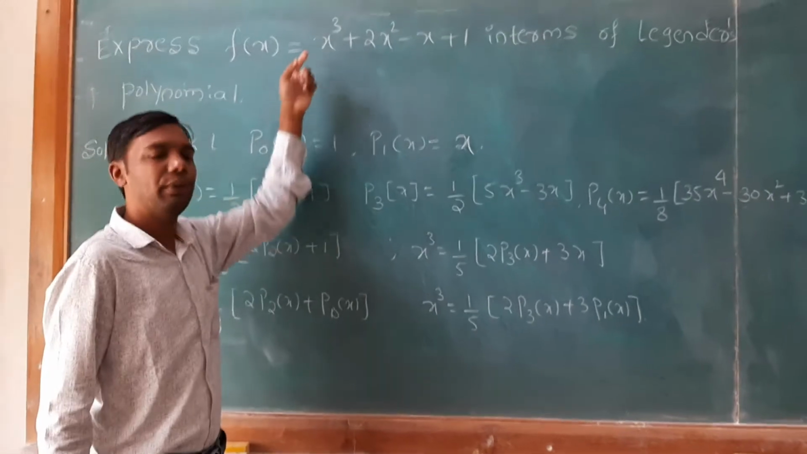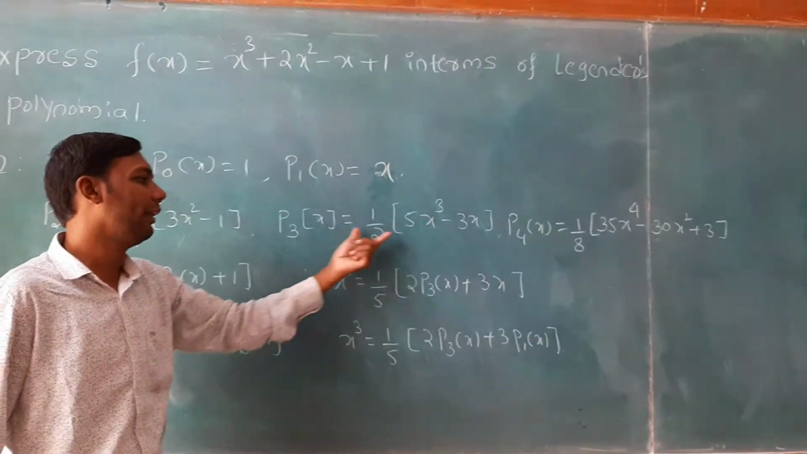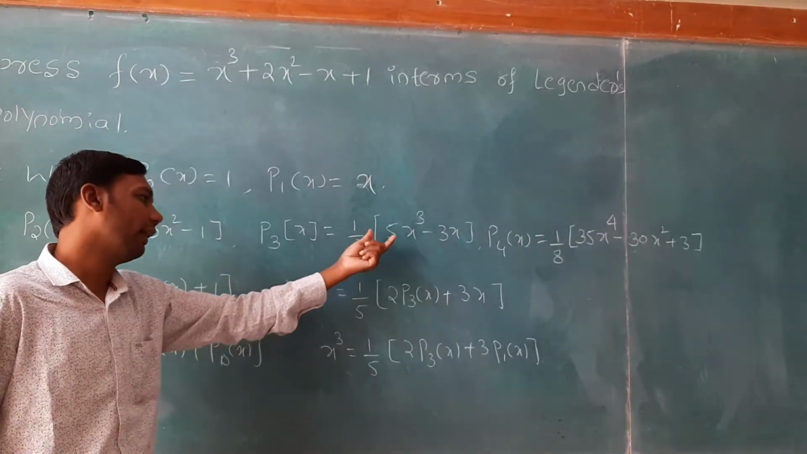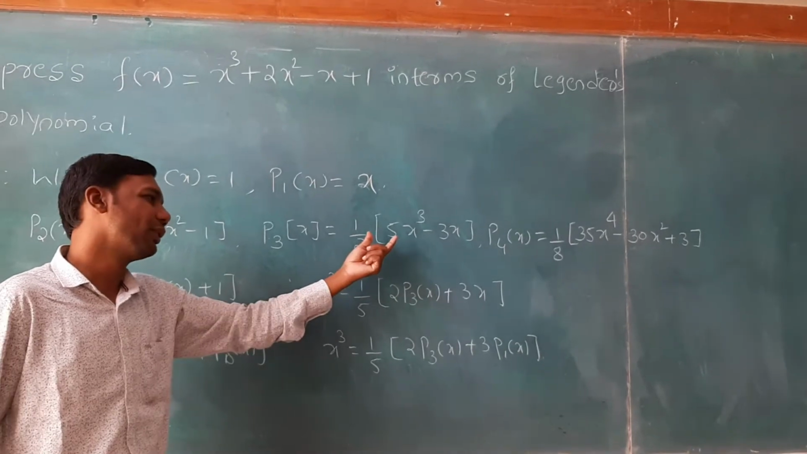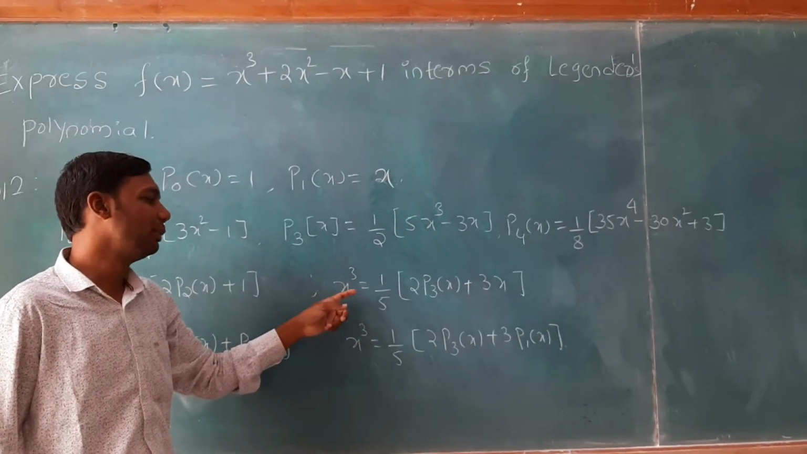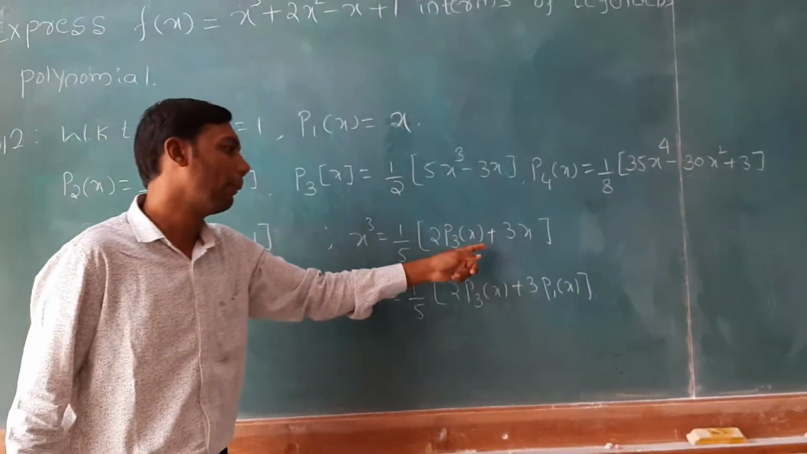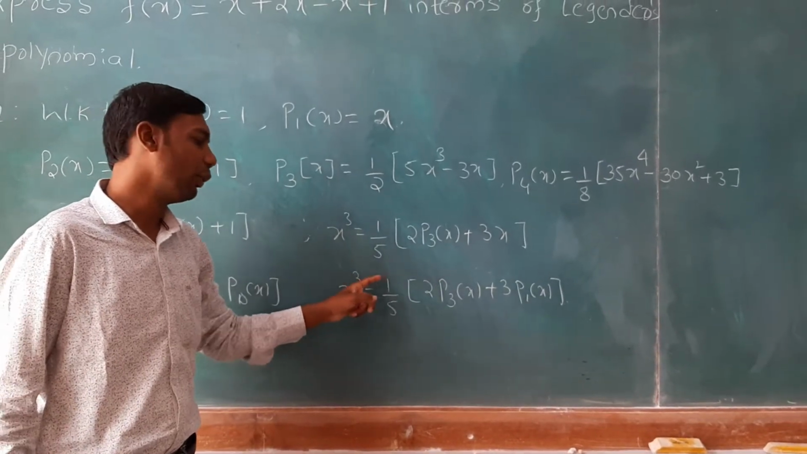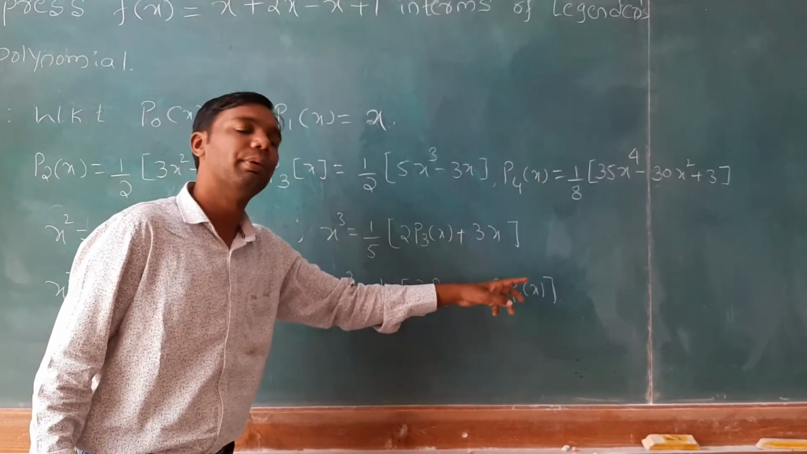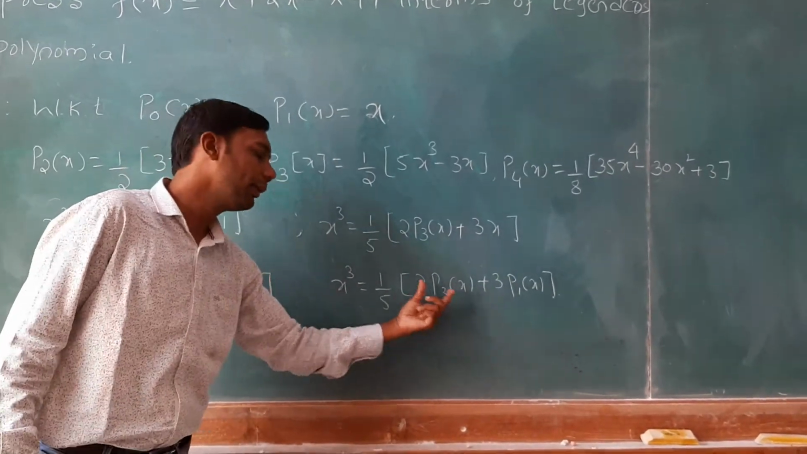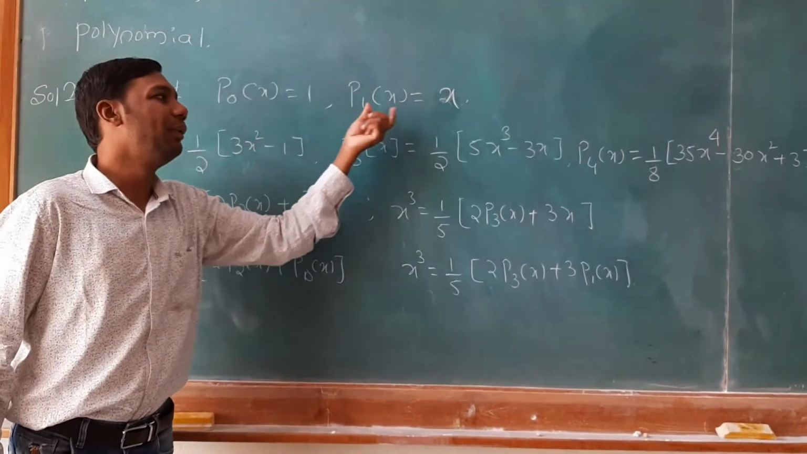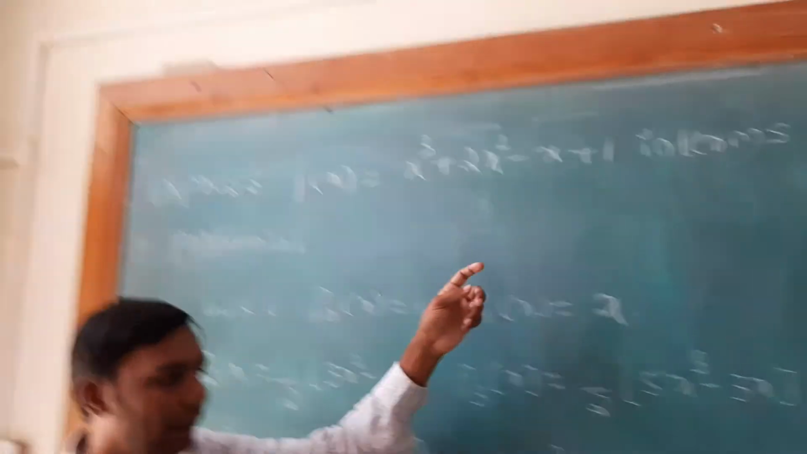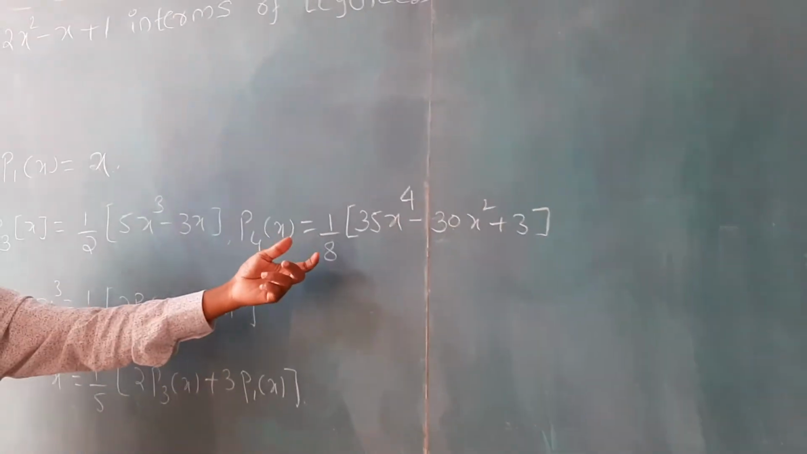Similarly, we want the x cube value. P3 of x contains the x cube value, so we write x cube in terms of the P series. Take the x cube formula, keep x cube here, and take all the other terms to the other side. X cube is equal to 1 by 5 into 2 P3 of x plus 3x. Here again x is there, and the value of x is P1 of x. Therefore x cube is equal to 1 by 5 into 2 P3 of x plus 3 P1 of x. Now we know the x cube value in terms of P, the x square value in terms of P, the x value in terms of P, and the constant value in terms of P. If x raised to 4 is there, then use this formula and simplify: find x4 and put the value.